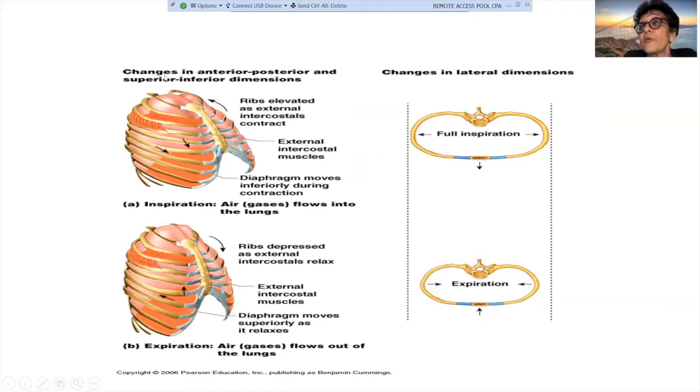So air flows in from atmospheric pressure, which is at 0 millimeters of mercury, and it flows in from a higher pressure to a lower pressure. To be able to breathe out, the diaphragm moves up. As I told you before, the ribs get depressed as the external intercostal muscles relax, and we are able to breathe out. And that breathing out is very important for carbon dioxide to be eliminated.